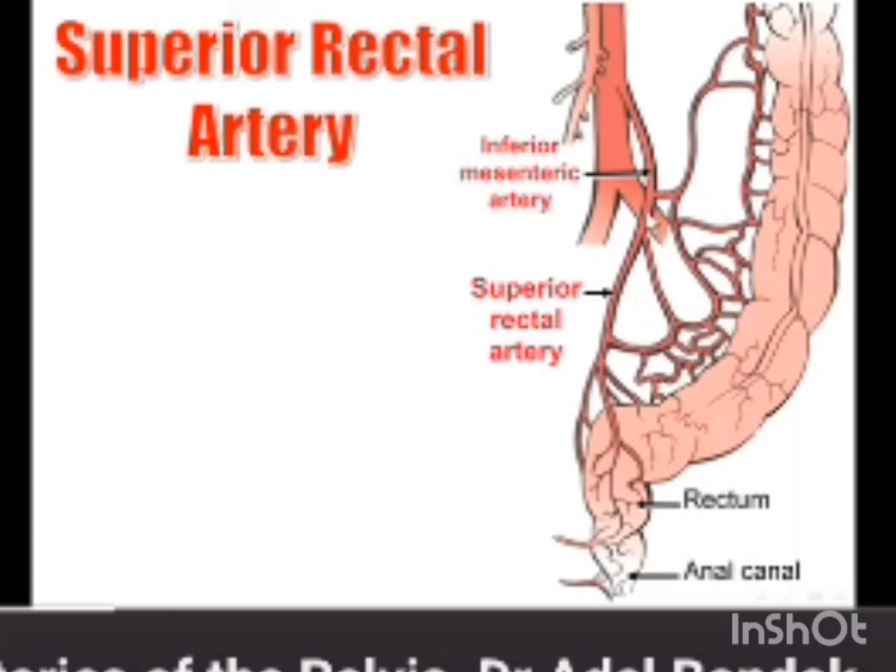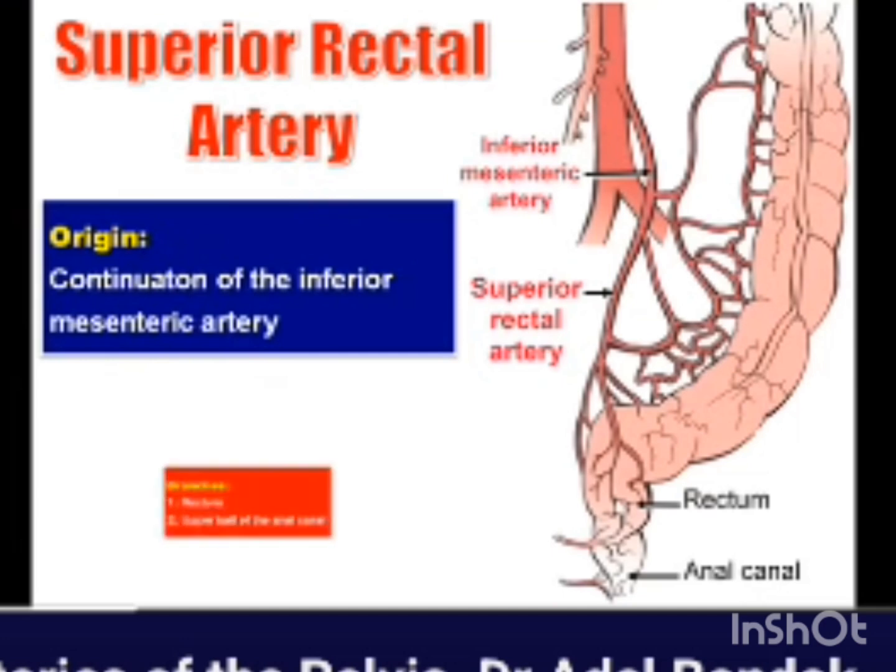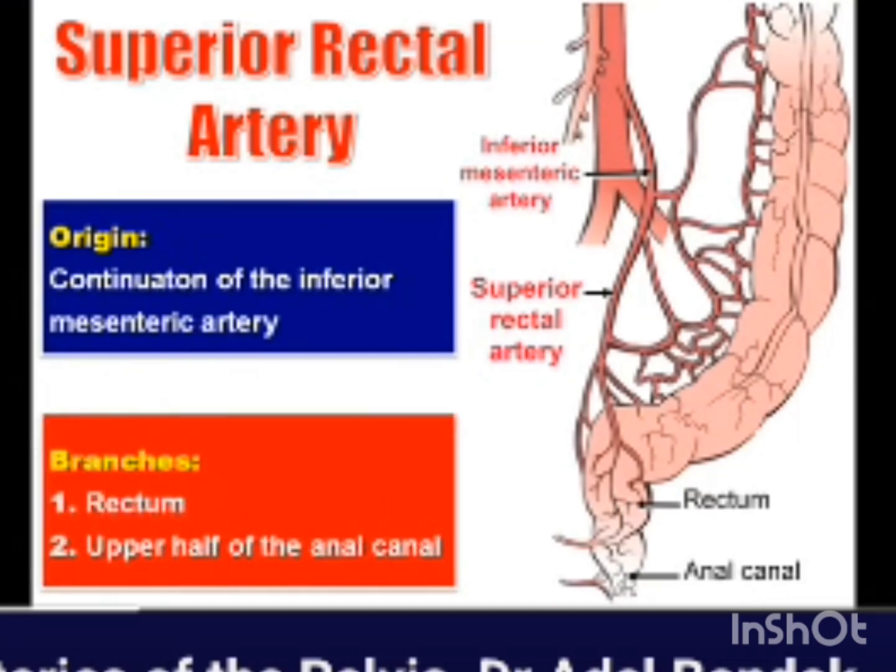Second artery is the superior rectal artery. This superior rectal artery is the continuation of the inferior mesenteric artery. It supplies the rectum and the upper half of the anal canal.